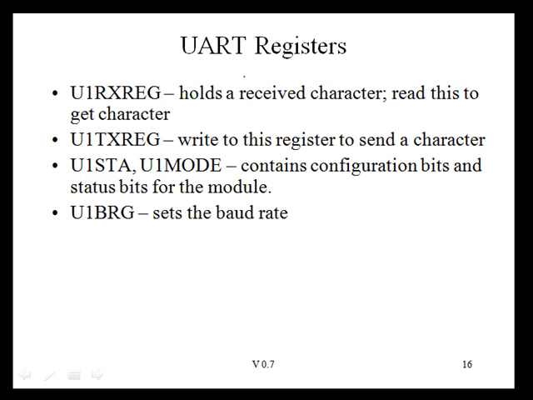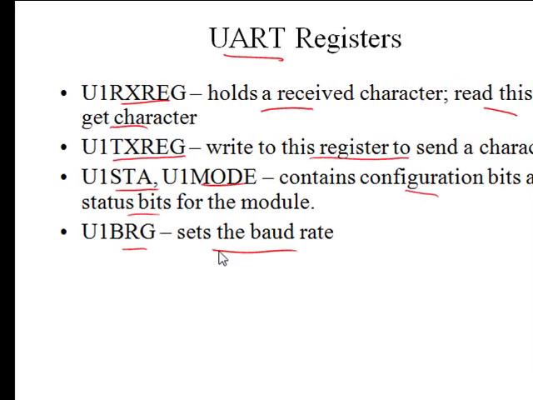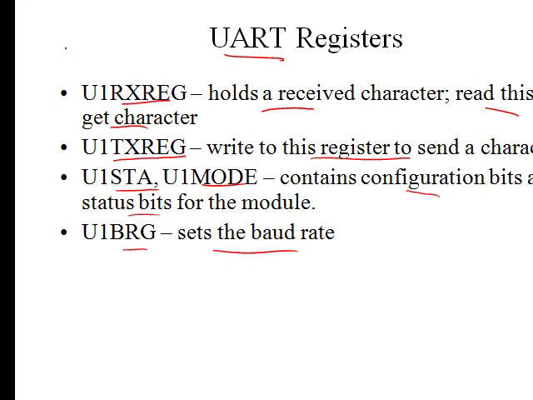As with the timer module, you use special function registers to interact with the UART. The RX register holds received characters. You read this to get a character. To send the character out the serial port, you write that character to the TX register. The status and mode registers contain configuration bits and status bits for the module, while the BRG register is used to set the baud rate for the serial port. Our library hides the details of these special function registers behind macros and library routines.